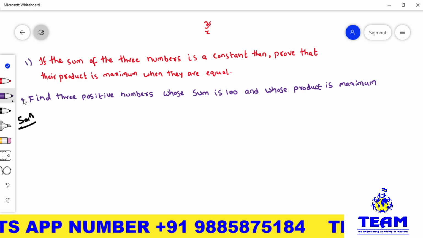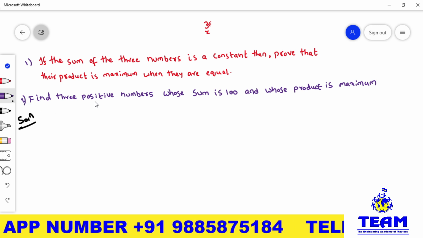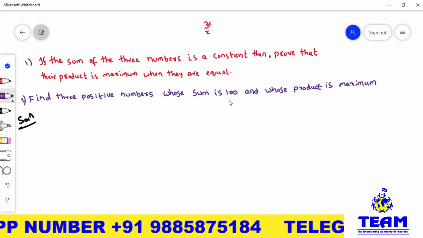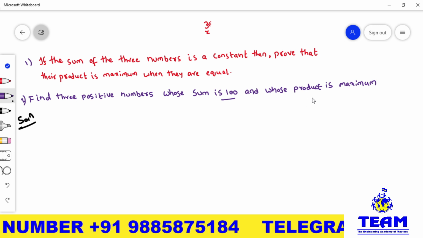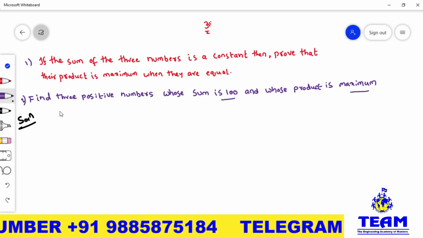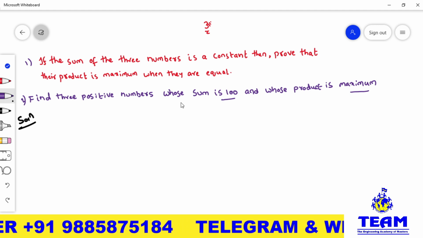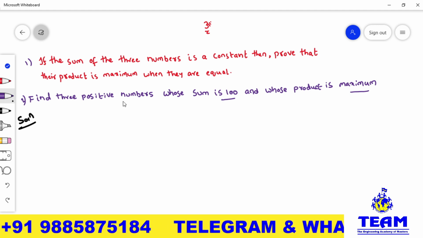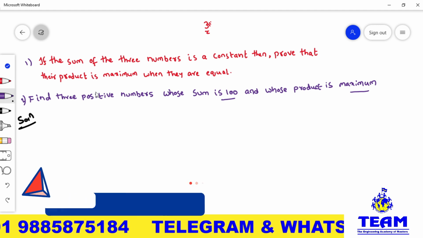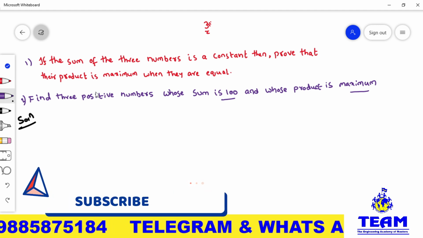Now the second problem is here. Find three positive numbers whose sum is 100 and whose product is maximum. Here you observe, friends, the sum is given as 100 and the product is to be maximum. Then find these three positive numbers. Friends, the first problem and the second problem are both similar problems.